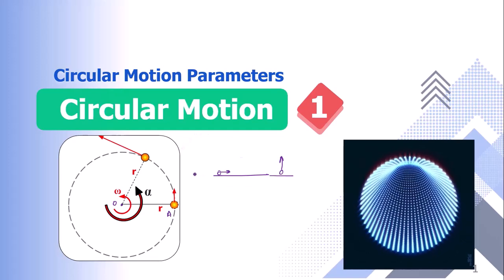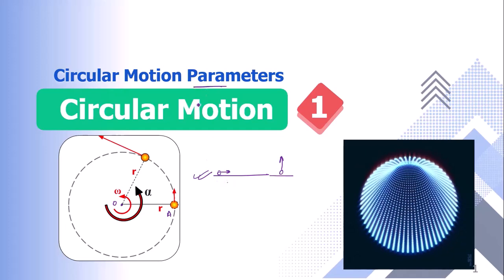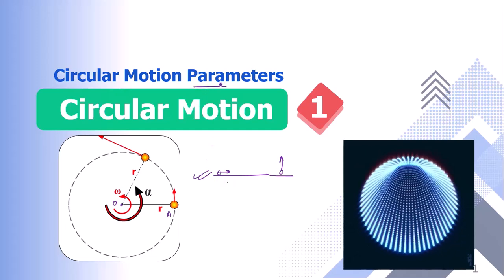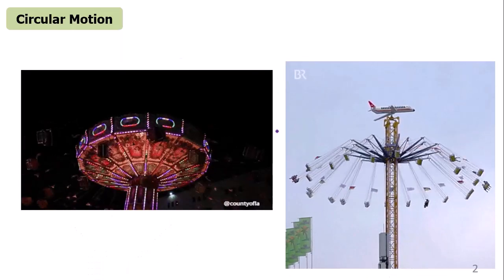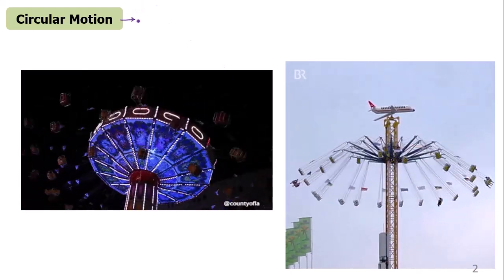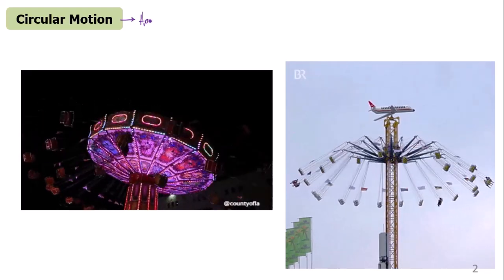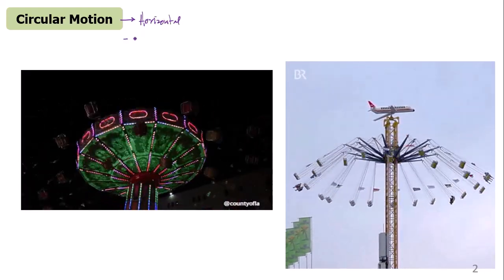Similarly, when you start kinematics, we decide on the parameters: velocity, acceleration, displacement. Now, similar to those parameters, here also I should identify some parameters associated with circular motion. Circular motion may be of two types. Either the motion may be in a horizontal circle, so it is a horizontal circular motion, or it may be a vertical circular motion.